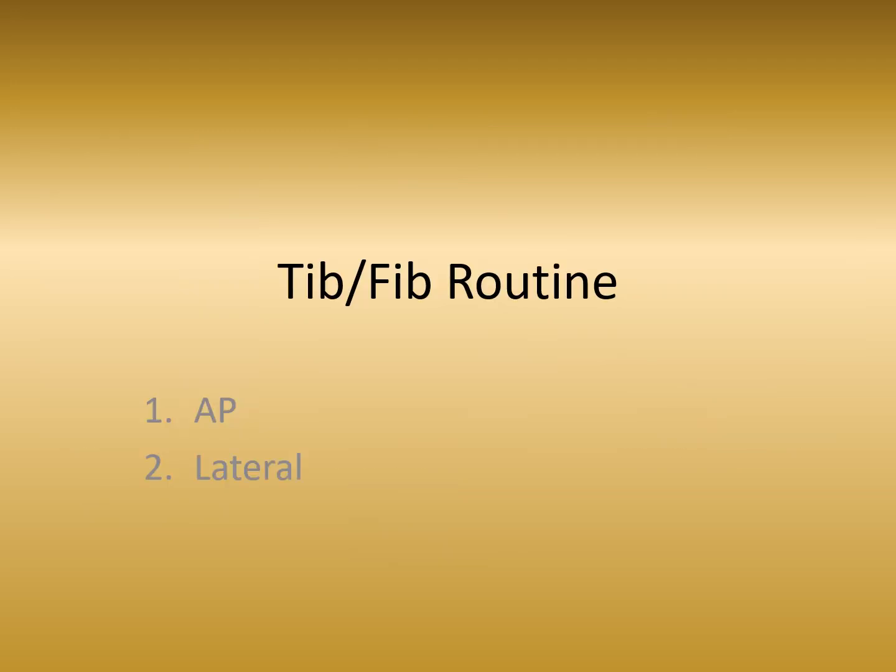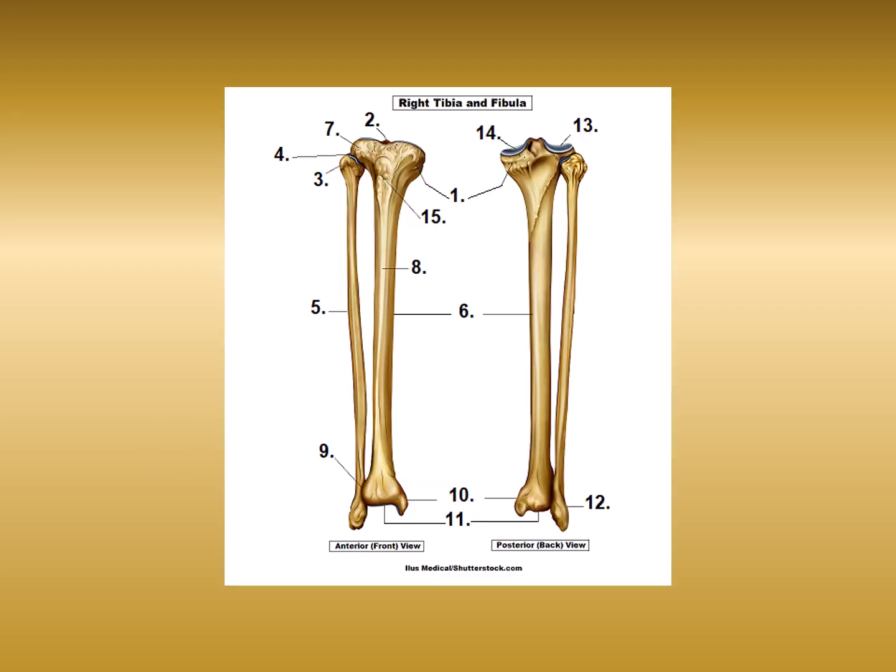For the tib fib routine, it's just long bones, so we're only going to do 2 images. But on these images, it's important that we include both the ankle joint and the knee joint on both of these x-rays. So, some anatomy. This image here is from the anterior, like we're looking at the tib fib from the anterior, and this is from the posterior of the tib fib.